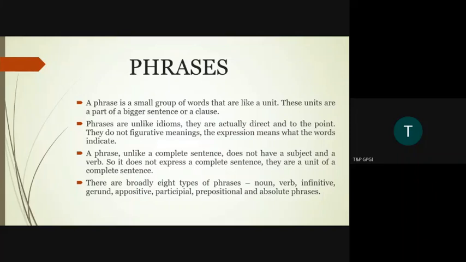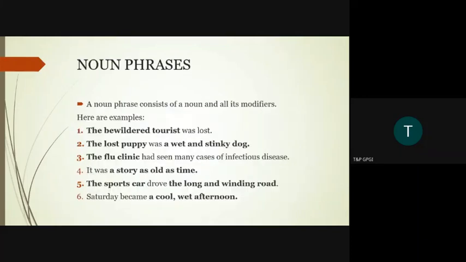Okay, so broadly there are eight types of phrases: noun, verb, infinitive, gerund, then appositive, participle, prepositional, and absolute phrase. We'll see what these phrases are. Here I have given some examples of them. A noun phrase consists of a noun and all its modifiers. I have highlighted the noun phrases here, and you can learn from these examples.